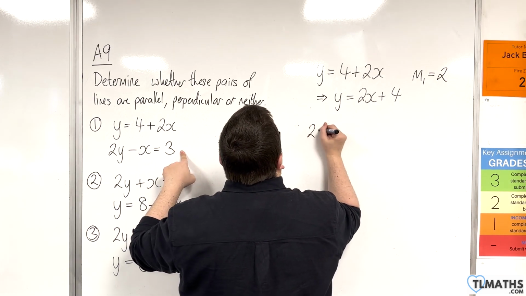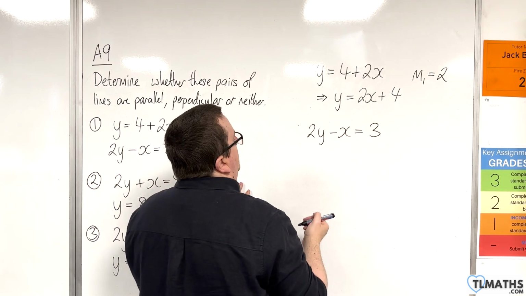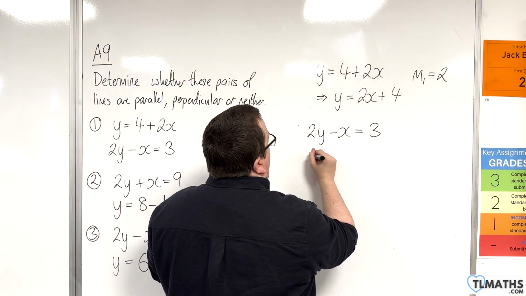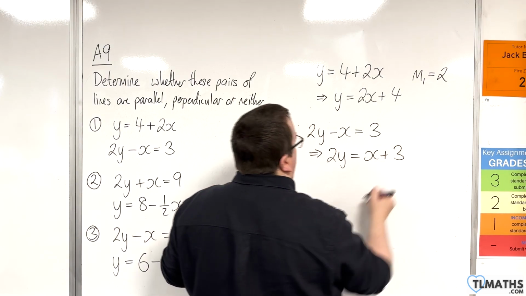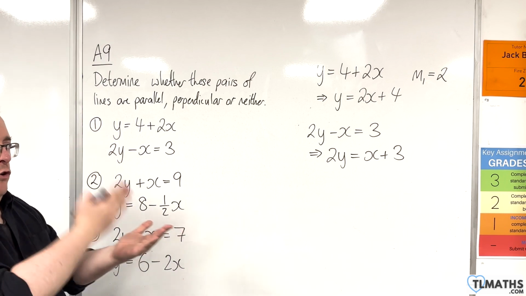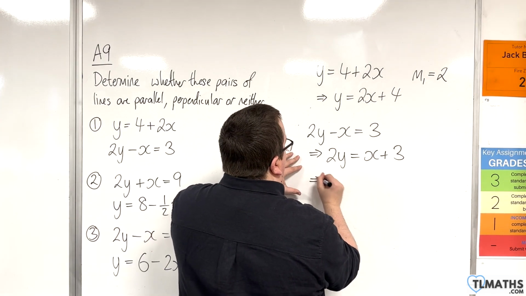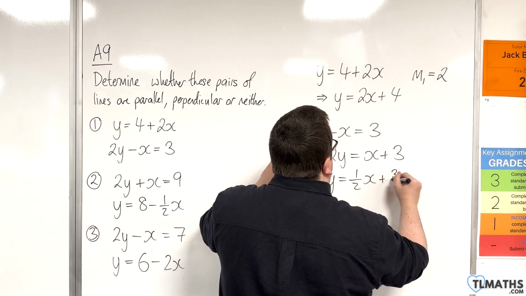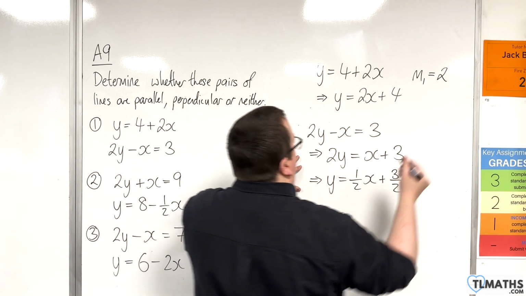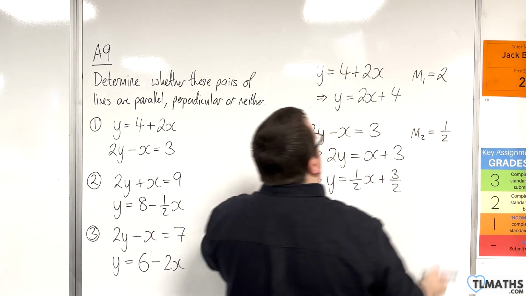Now for the second line, 2y take away x equals 3, we've got to do a little bit more work. So I'm going to add the x to both sides, and I'm going to choose to put it before the 3 to make it more in that format of y equals mx plus c. And then divide through by 2, so y is 1/2 x plus 3/2. So here, the second gradient is 1/2.